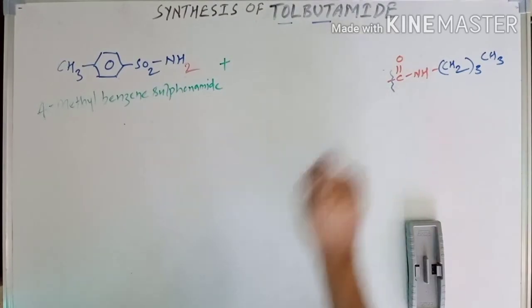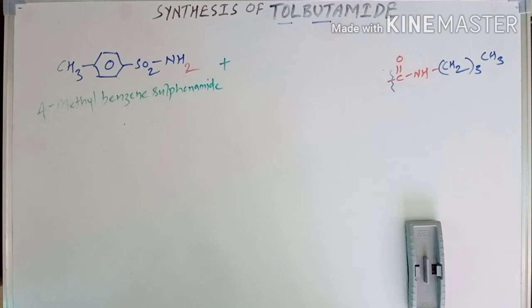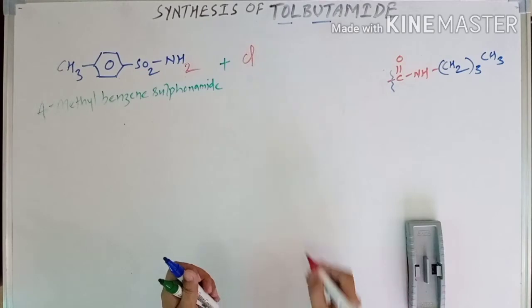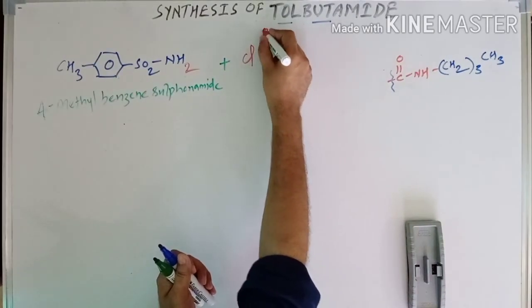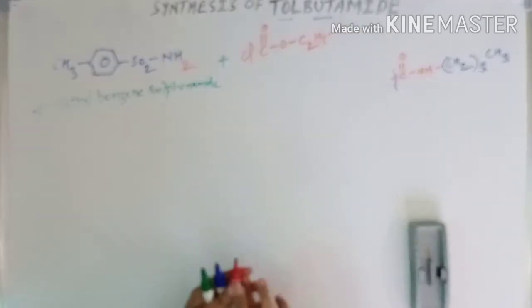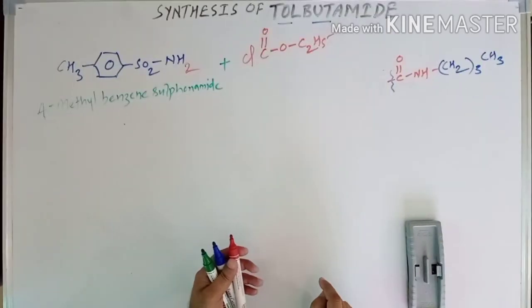Now we have to add this carbonyl group, carbonyl and amine group. So how will we plan? You have to memorize this step, how you add this carbonyl group over here. What I will do, I will take a molecule, chloro ethyl formate. This is your ethyl, this is chlorine, ethyl chloroformate, a formic acid derivative.